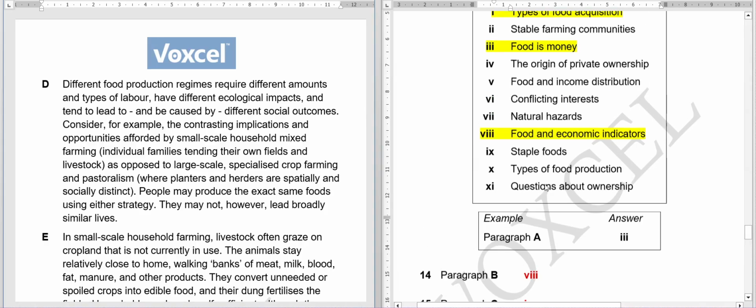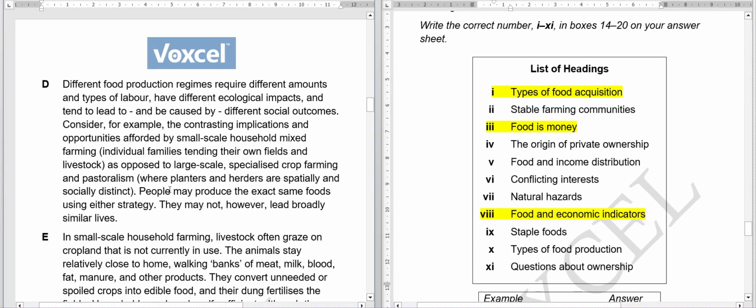Different food. Let me do this. Okay. So we're going to read the D paragraph now.